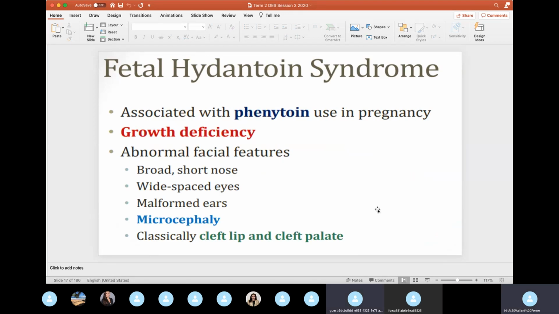So fetal hydantoin syndrome is associated with phenytoin use in pregnancy. You can have growth deficiency, you can have abnormal facial features, specifically microcephaly, and cleft lip and cleft palate. This is used in seizure disorders, okay? Think phenytoin, growth deficiency, specifically what? Microcephaly, right? And then you can have cleft lip plus cleft palate.